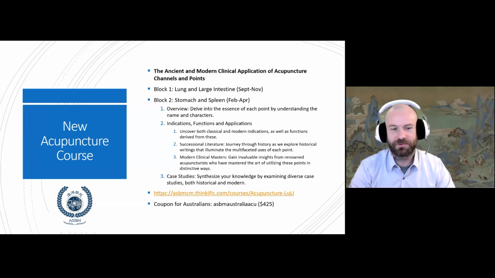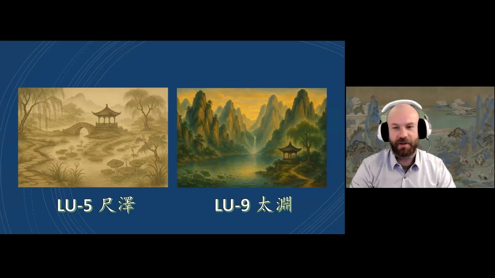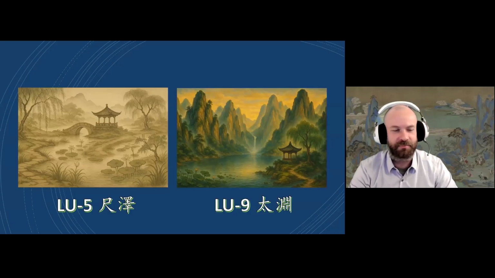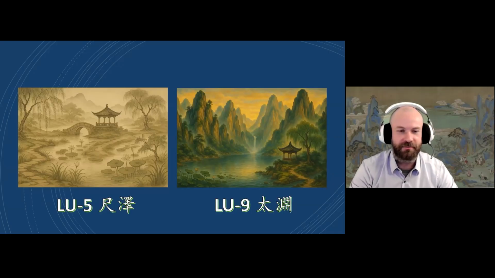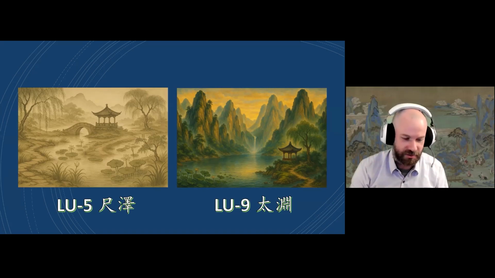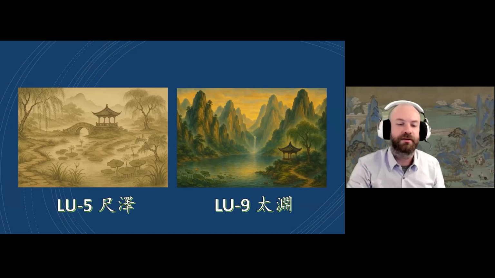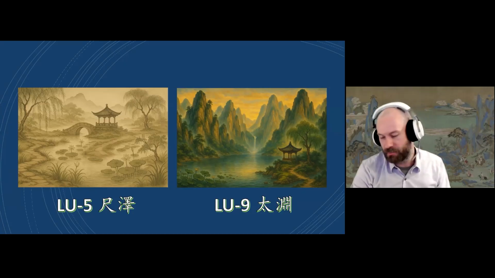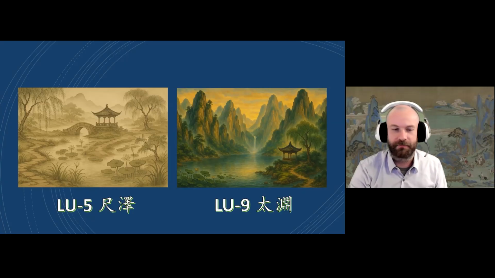I've tried to also use a little bit of artwork to think about how we look at the points, like Chizhe being kind of a marsh at the Chu, and Taiyuan being like a supreme abyss, to try and give a little bit of a visual representation, because a lot of the points have interesting meanings as well. And when we just study the point number, we kind of lose that when we are looking at that approach.